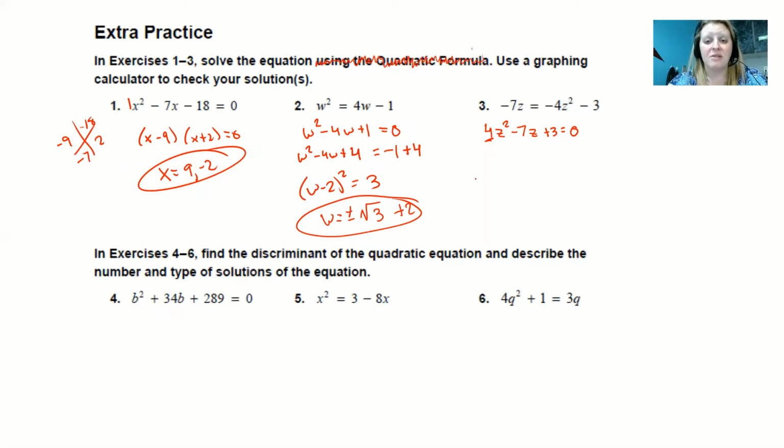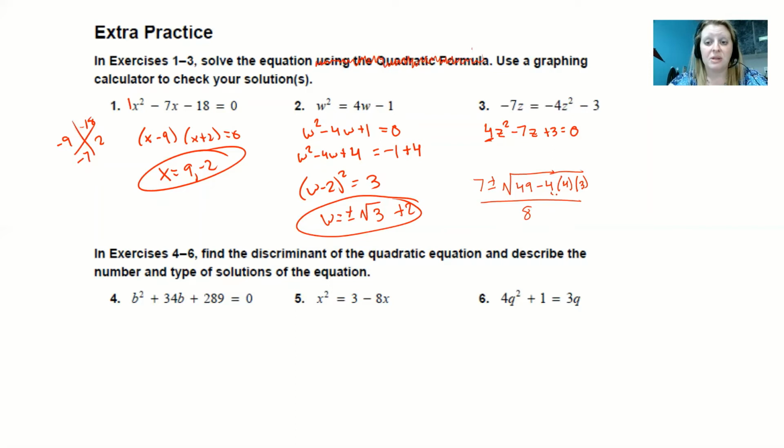So we have negative b, which would be 7. We have plus or minus the square root. B squared would be 49. And then we have minus 4ac. And it would all be over 2a, which would get you 8.